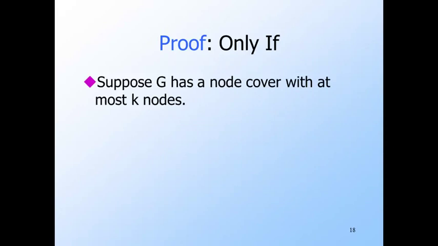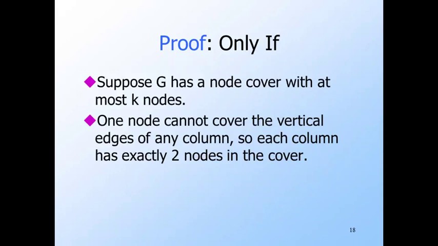The converse also follows the outline of the proof we gave in our example. So, suppose G has a node cover with k or fewer nodes. Since all the vertical edges must be covered, there must be at least 2 selected nodes in each column, because one selected node can cover only 2 of the 3 edges.